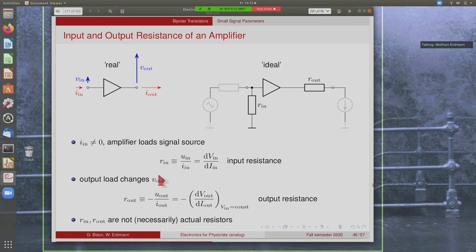Yeah, so R in and R out are simply derivatives of the characteristics of a real amplifier. They are not necessarily actual resistors. Some amplifiers do have real resistors here. For instance, if you want to protect your output against users who short circuit the output, then you may actually put a real resistor here to protect this device from short circuiting. But in most cases, when you talk about an output resistor of an amplifier, it's just a derivative of some IV curve and not an actual resistor.